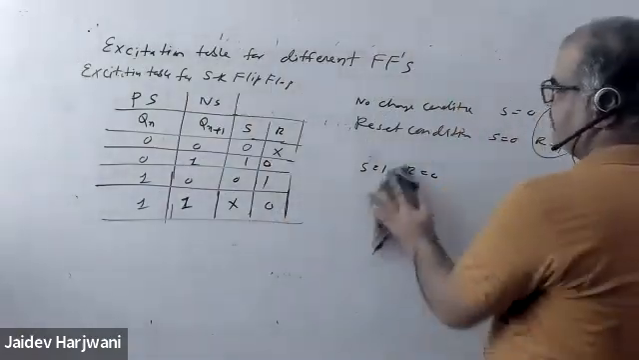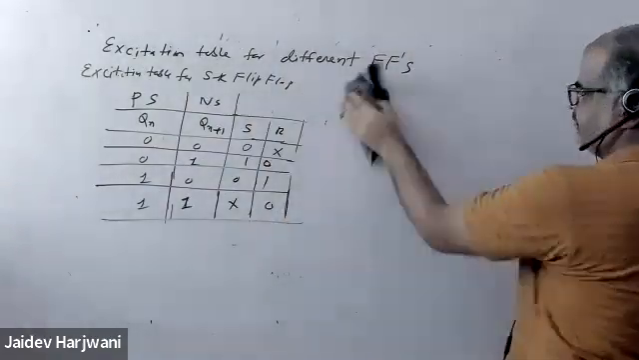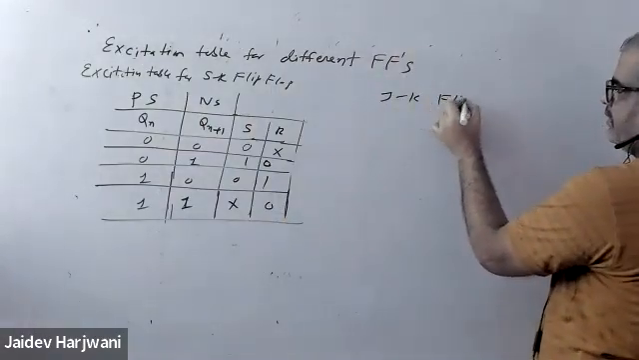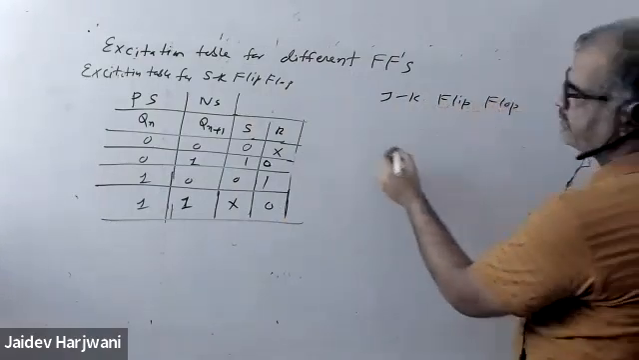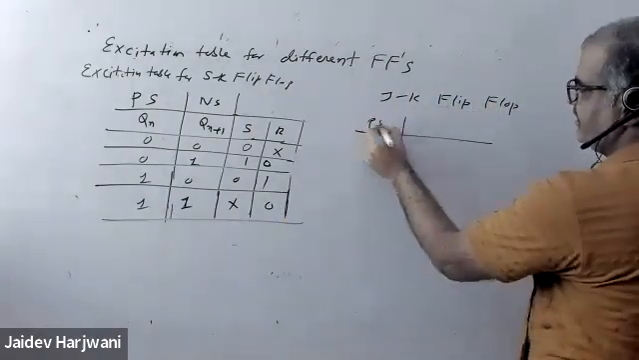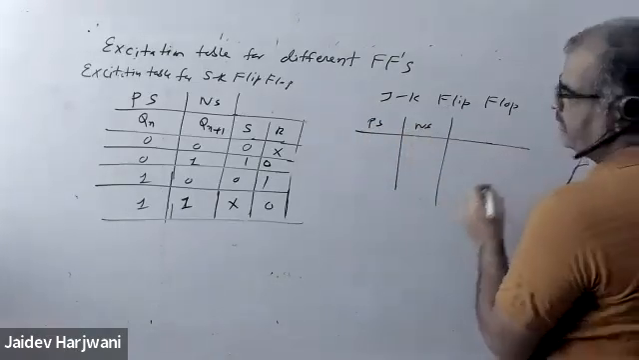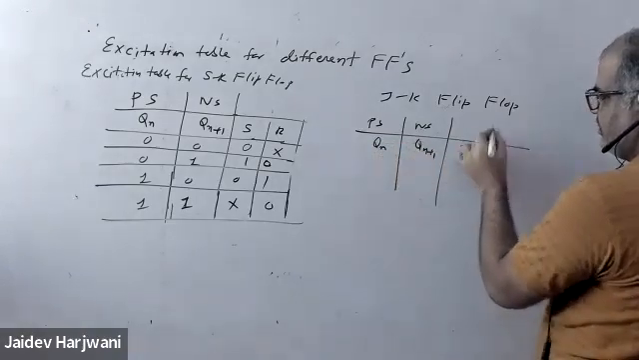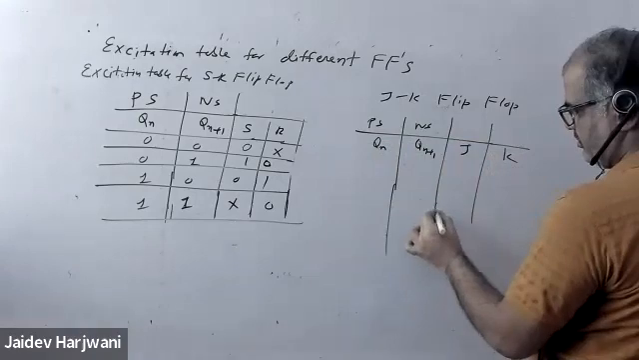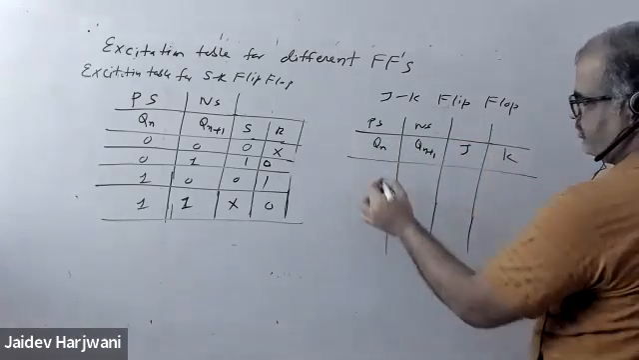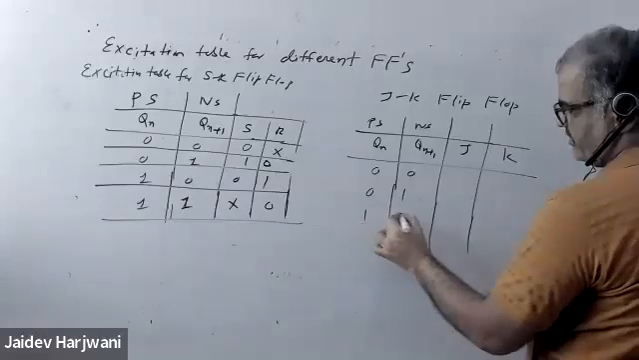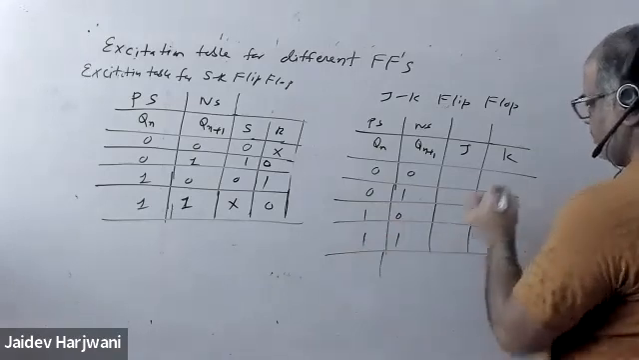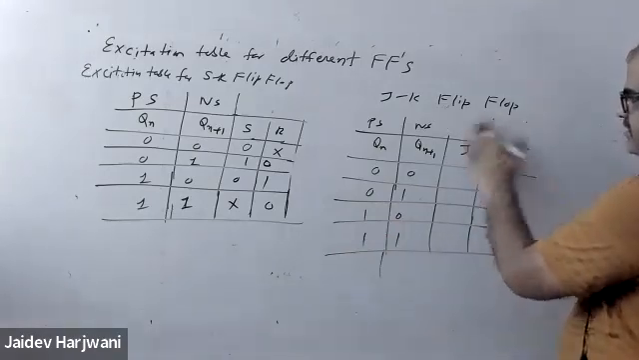Okay, similarly, you write for JK flip flop. If you have a JK flip flop, you have present state, next state, then you have Qn plus 1, and then you have J and K. So you have 00, 01, 10, 11. Only 4 possibilities are there. Now tell me what is the J and K value?